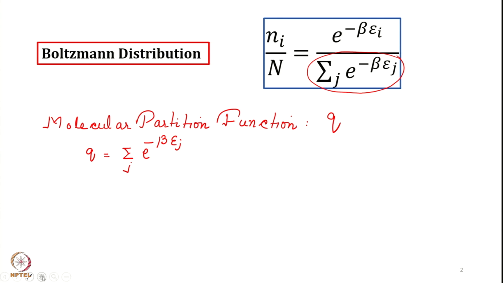So let us expand this and see what happens. This will be equal to, when j is equal to 0, exponential minus beta into 0, which is exponential 0. So the first term is going to be 1. The second term is going to be exponential minus beta E1. The third term is going to be exponential minus beta E2, and you keep on going. This is the expansion for the molecular partition function. Here E1, E2, etc. are the first excited state, second excited state, and so on.